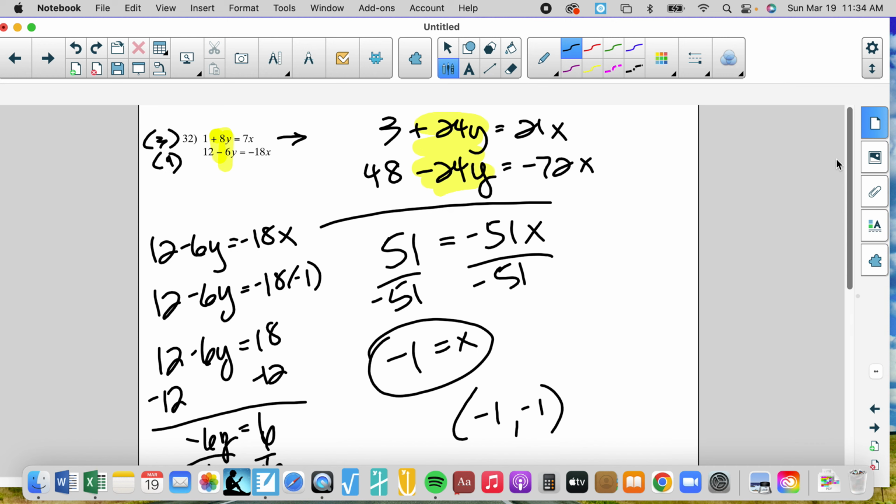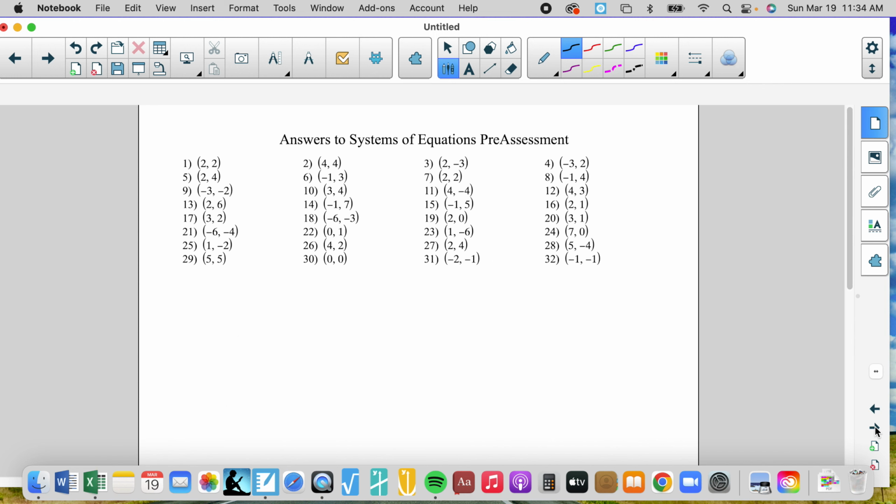Let's test it. 1 plus 8 times negative 1 is negative 8. 7 times negative 1 is negative 7. Does 1 minus 8 equal negative 7? It does. These are all the answers.